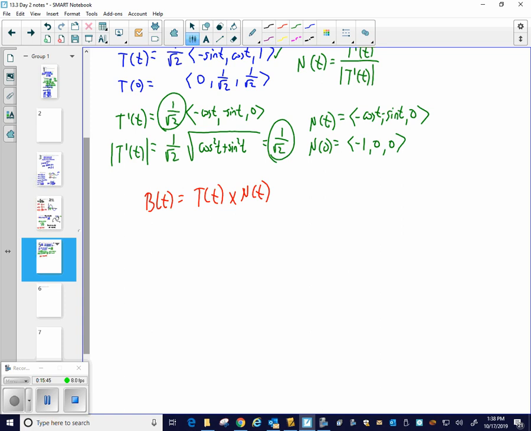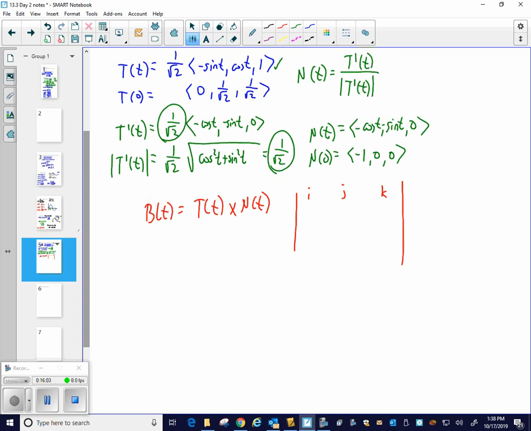So if we want to do that, we're going to go ahead and take the cross product of T and N. So T of t, I do have to kind of distribute the 1 over root 2 through here. So we're going to get negative sine t over root 2, cosine t over root 2, 1 over root 2. That's T of t. N of t, negative cosine t, negative sine t, 0.